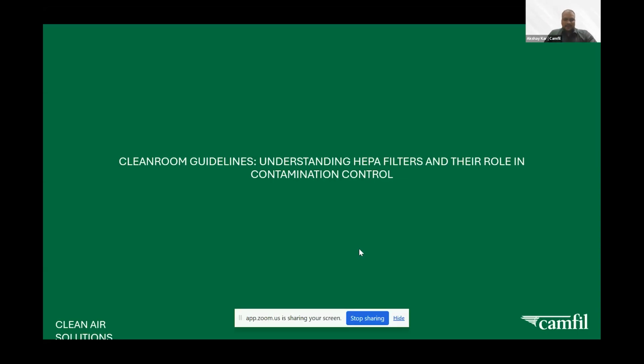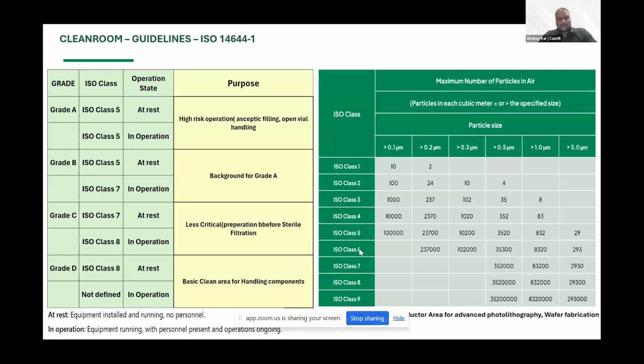Now let's start the topic. My topic for today is clean room guidelines, understanding HEPA filters and their role in contamination control. So this is the basic guideline of clean rooms when it comes to pharmaceutical as well as any other area, like semiconductors.